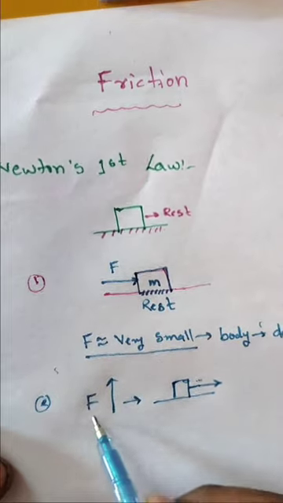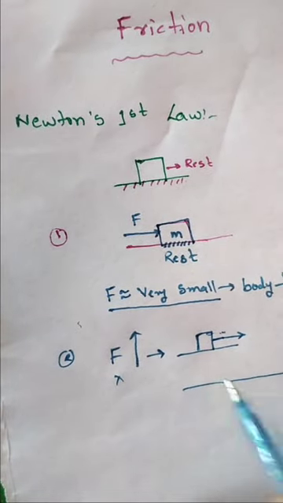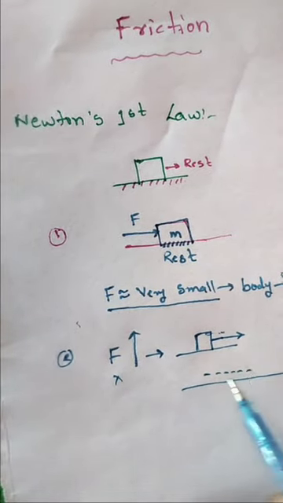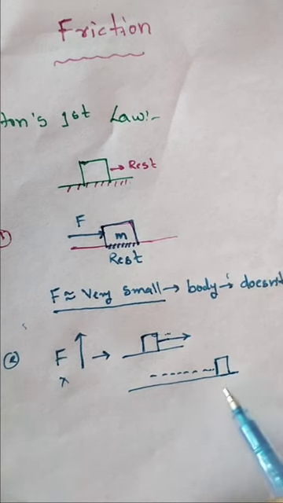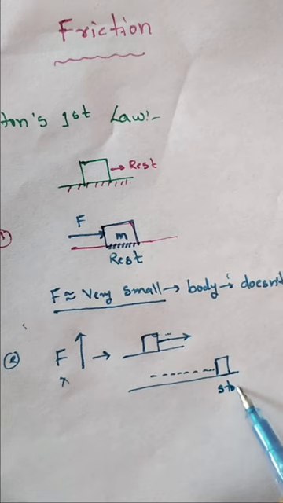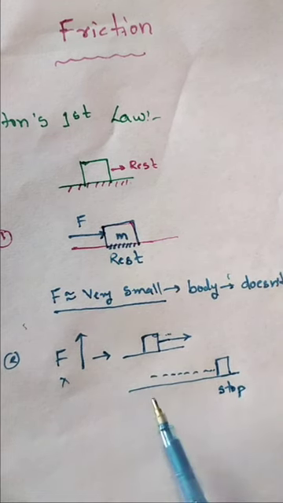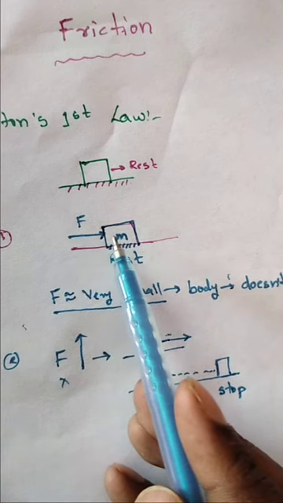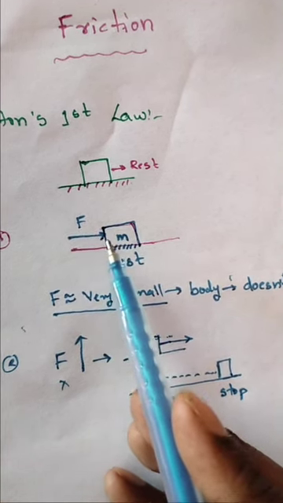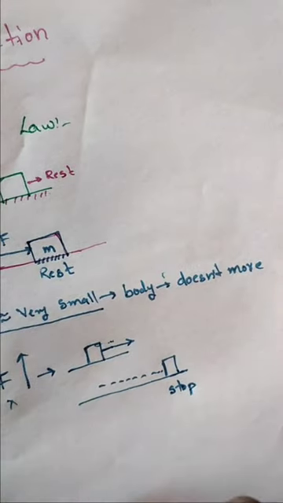Now this external force is removed. The object moves a particular distance, and after that, it stops. So what is your observation in the first case and second case? In the first case, the external force is acting, the object does not move, which means some other force is acting in the opposite direction. Clear, all of you?